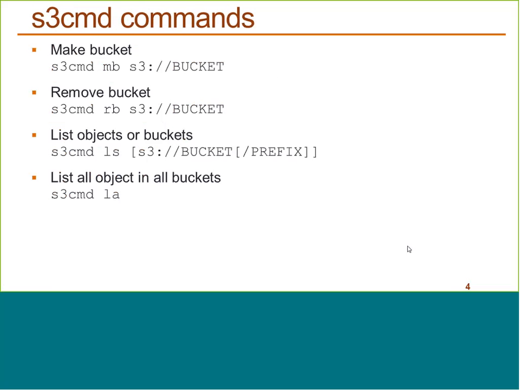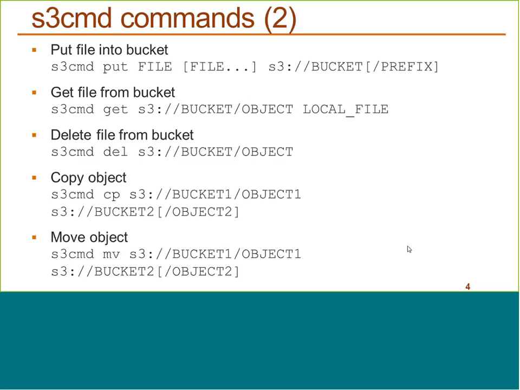And here is a list of some common commands. We can also see a quick demo, but essentially, for example, s3cmd mb will create a bucket, rb will remove a bucket, ls will list the objects of a bucket. Then s3cmd put will put a file into a bucket. s3cmd get will get a file from S3 into your local file system. Then delete, copy, move, all these commands are there. It's kind of similar to the Linux command line tools like copy, move, etc.